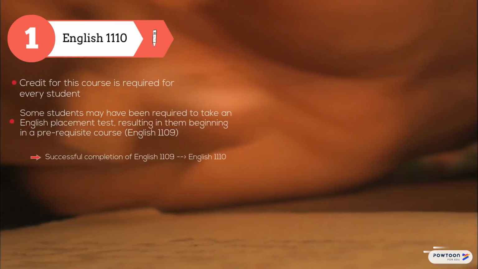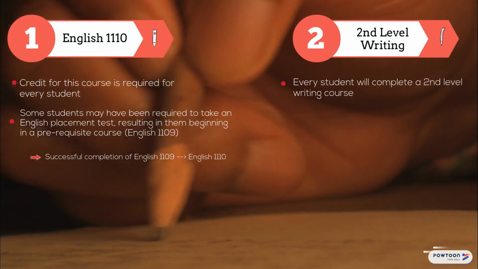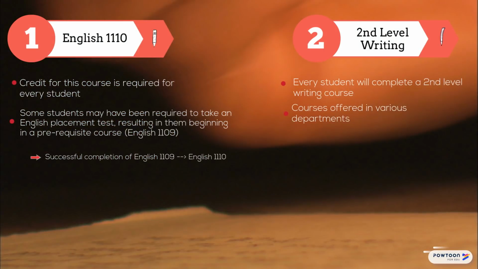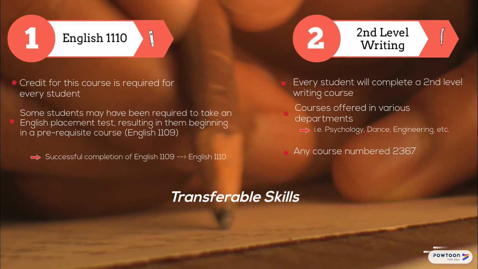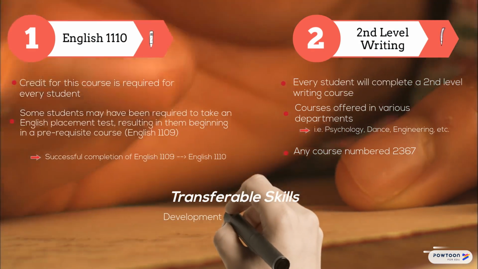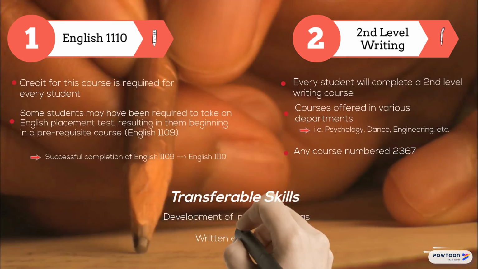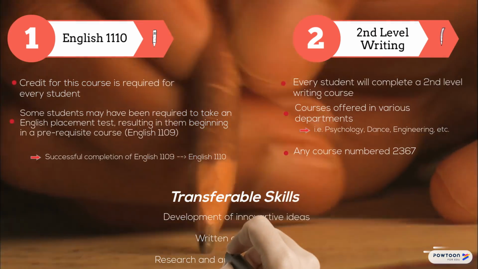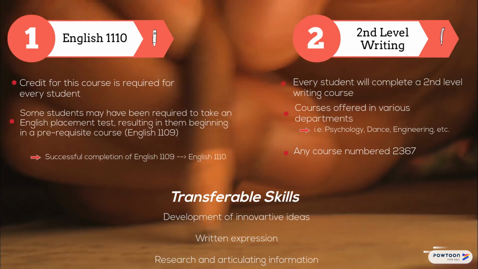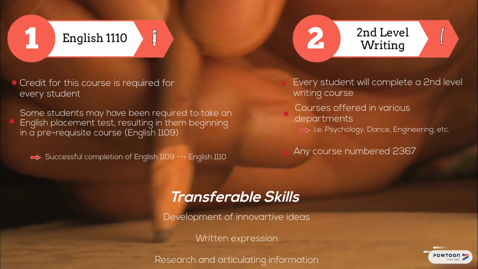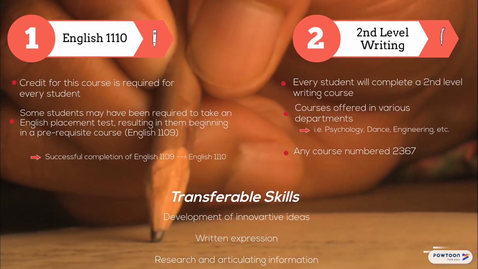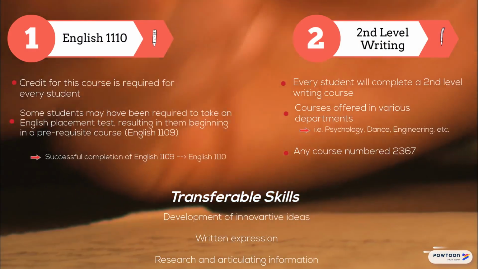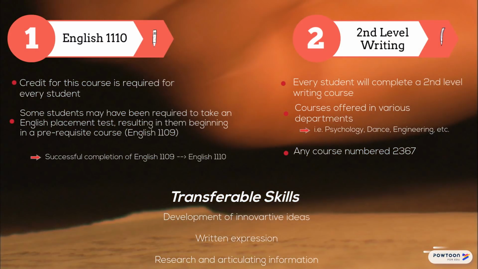The last class in this category is also called the second level writing. This is a course that can be taken in a variety of departments, but will have the course number of 2367. This is an upper level writing course which can be taken in a variety of disciplines, allowing students the opportunity to write about specific topics in a field in which they are interested, such as psychology, dance, engineering, issues in healthcare, or current social and moral issues in the U.S.